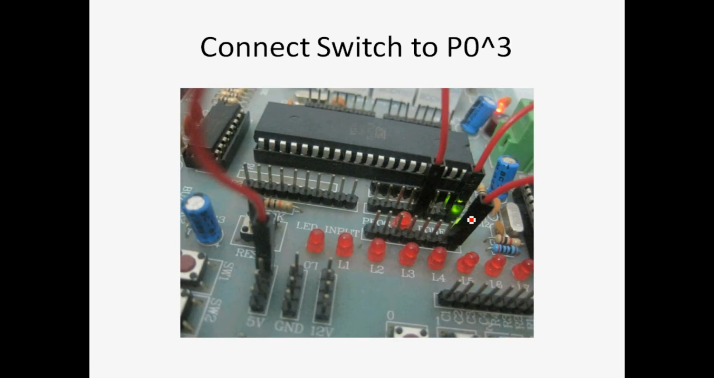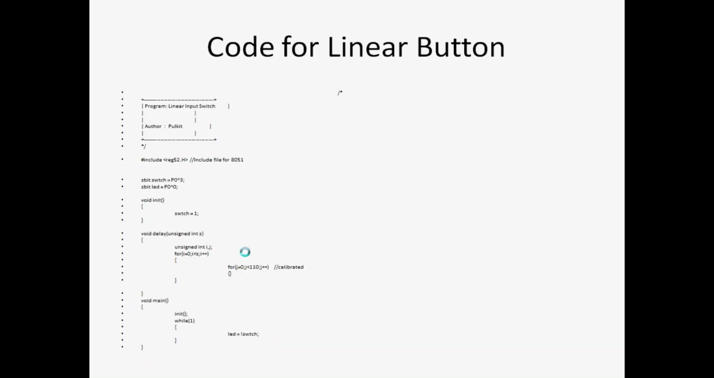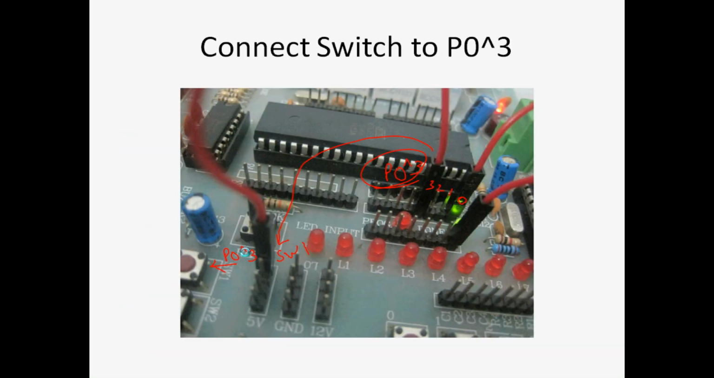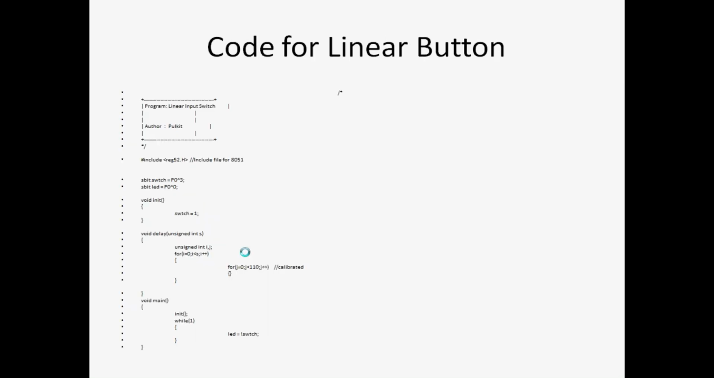Now take another jumper. This is 0 pin, this is 1, this is 2, and this is 3. So connect that pin to the P03 pin and to the switch 1 pin. So now in this case this switch is connected to our port 0 pin 3. After these connections, let's come to the coding part.